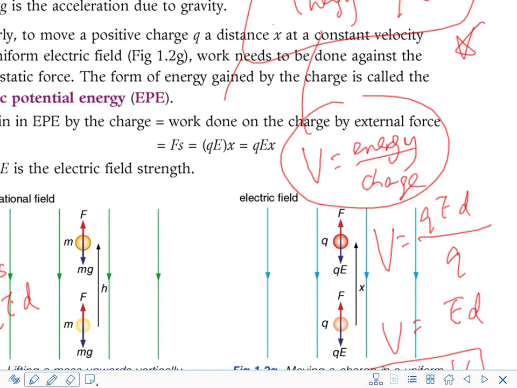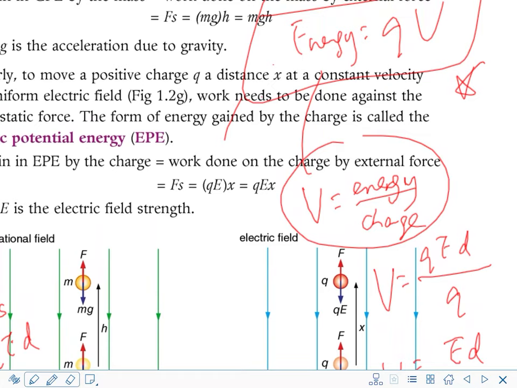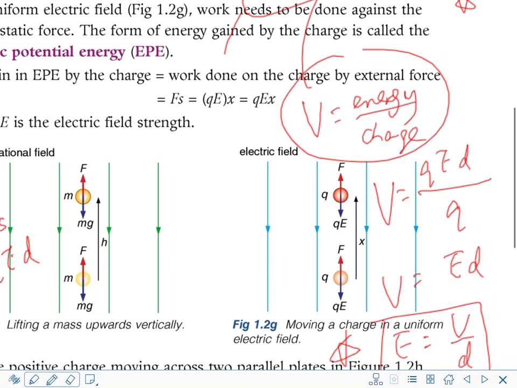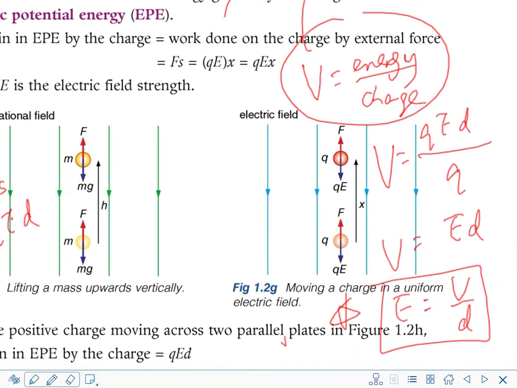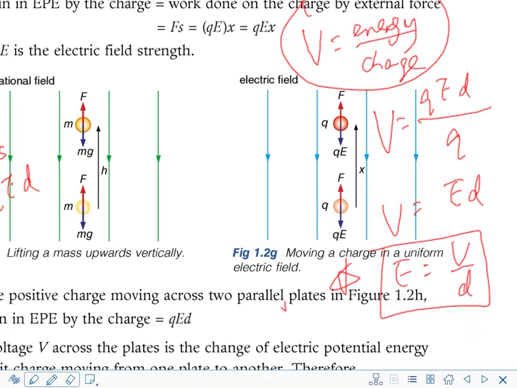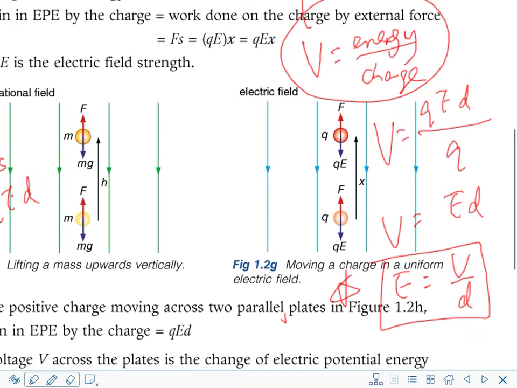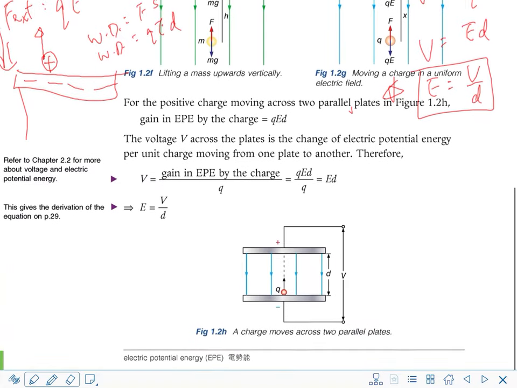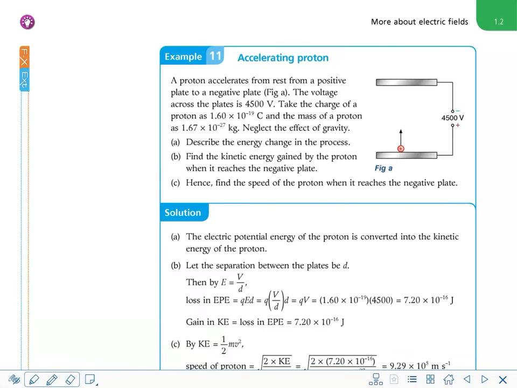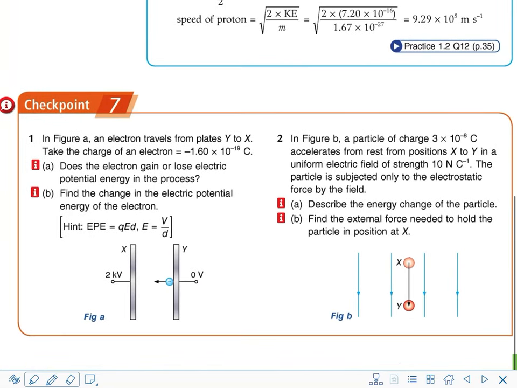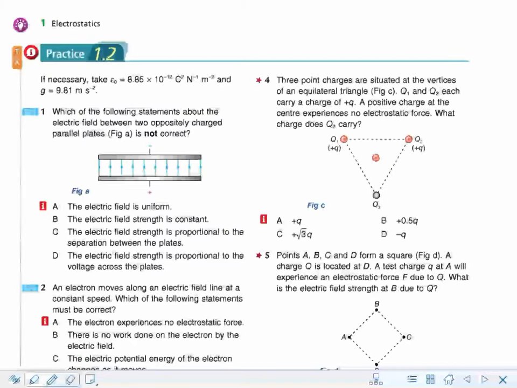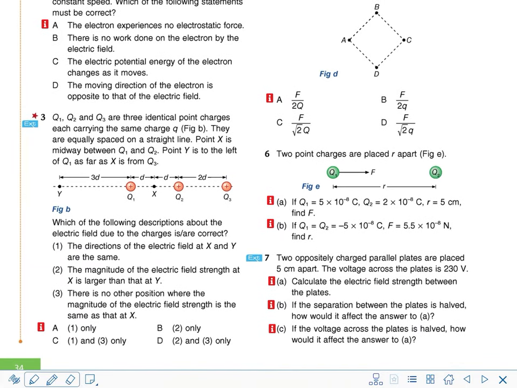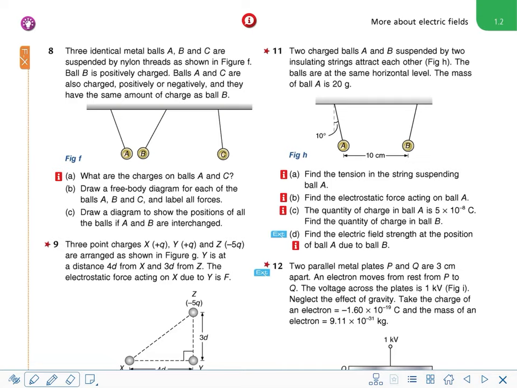Not difficult. And in chapter 2.2, you have learned voltage equal to energy per charge. So energy is QED, over charge, so we have V equal to ED. So we can put E equal to V over D. We can put this equation here. Maybe you can drop it down on your textbook. You need to think about it. Try checkpoint 7. You find answer here. So it will be the end of chapter 1.